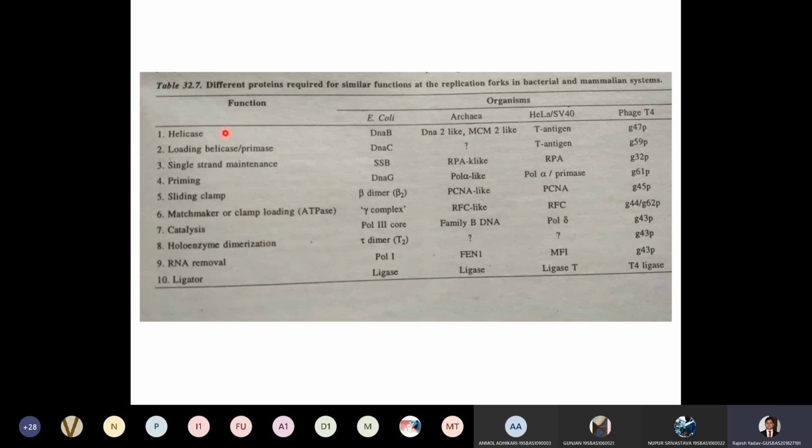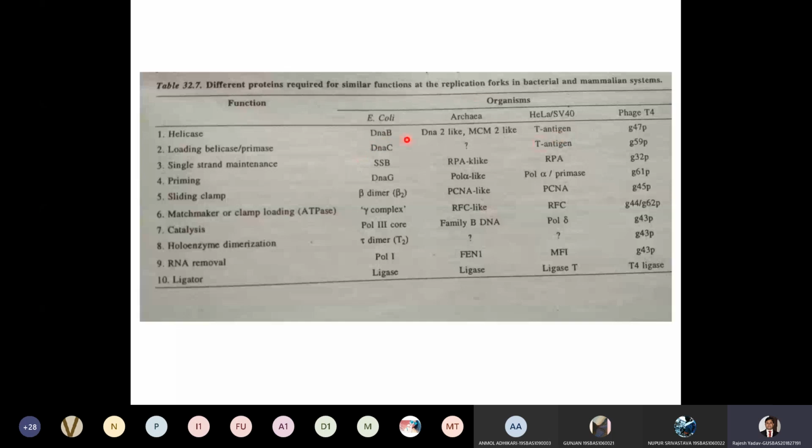So this is first helicase. In E. coli, the helicase enzyme is the DNA B protein, while in the archaea, that you know about, the primitive bacteria or primitive organism, the equivalent of the DNA B protein is called DNA A2 or MCM2-like protein. Or in the HeLa virus or SV40 virus, simian virus, the helicase protein is T antigen. That means instead of the DNA B protein, T antigen is present here.